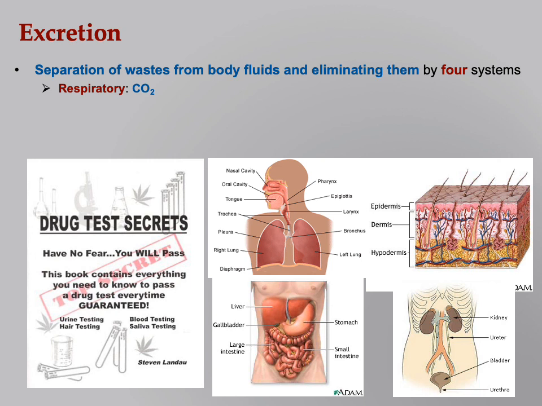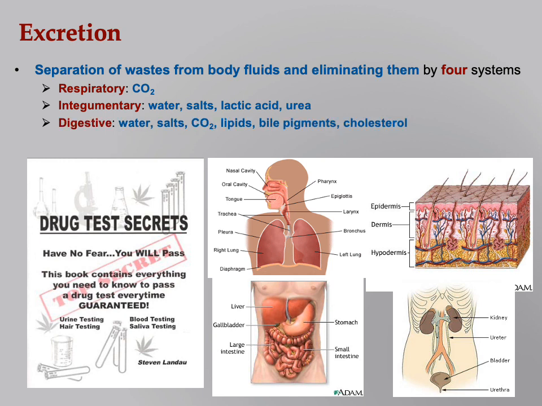Remember, respiratory gets out CO2. Integumentary system, you get lactic acid, some urea. That's one of the things that makes sweat a little bit stinky. Digestive, you get lots of stuff: water, salts, carbon dioxide, lipids, bile pigments, cholesterol. And urinary, once again, nitrogenous wastes, many metabolic wastes, the nitrogenous ones mostly, toxins, and drugs, basically anything that isn't supposed to be in your blood, the kidney takes out. Hormones as well, so it controls the longevity of hormone function.